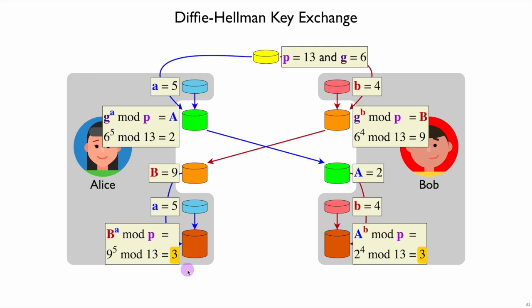With small numbers like this, small p, g, a, and b, someone else could maybe figure out those numbers. But if they were very big numbers, then no one else would be able to arrive at these threes that Alice and Bob can arrive at.